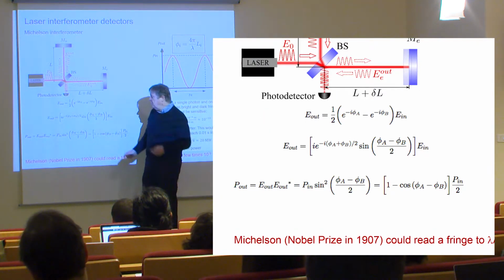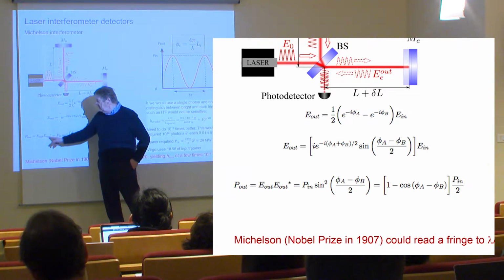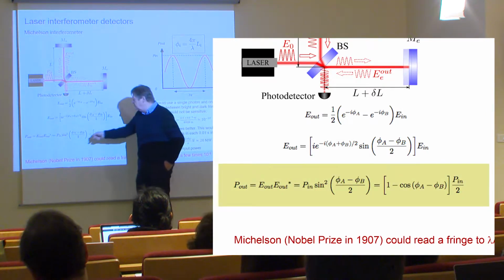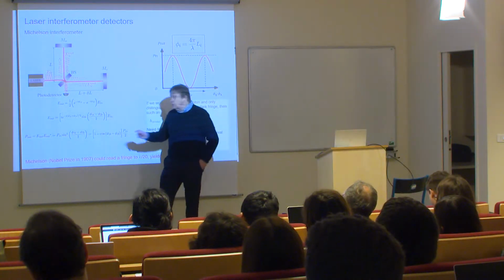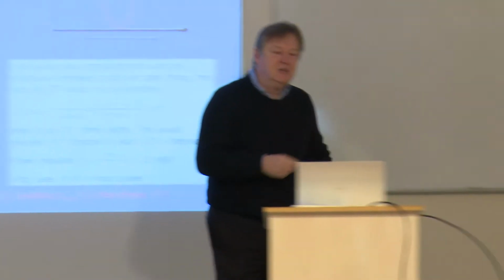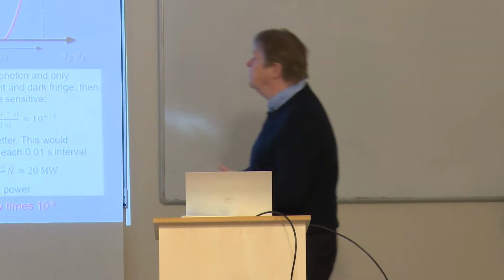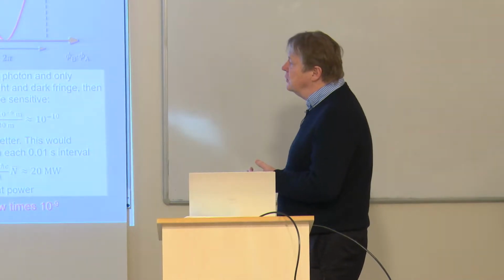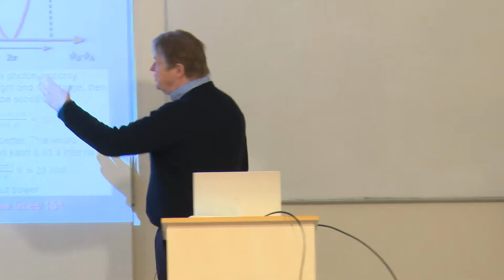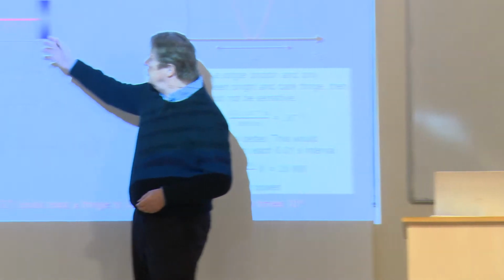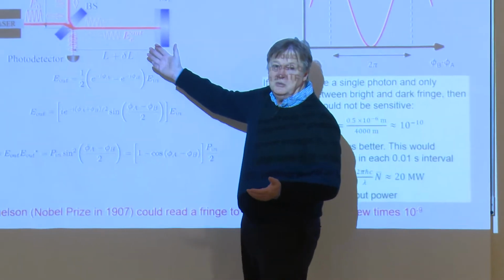And then if you would like to know the power, you just square the electric field. So you take the complex conjugate and you multiply, and you get this expression over here, or this one over here, again equivalent. So that is what you expect for the output power on that photodetector as a function of a phase difference, and the phase difference will be induced then by, for example, a gravitational wave.